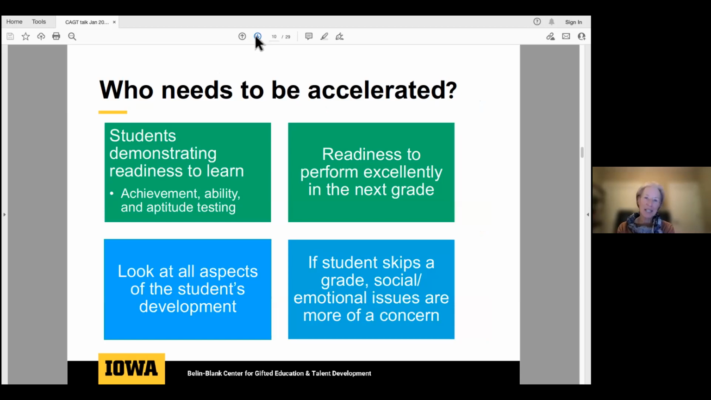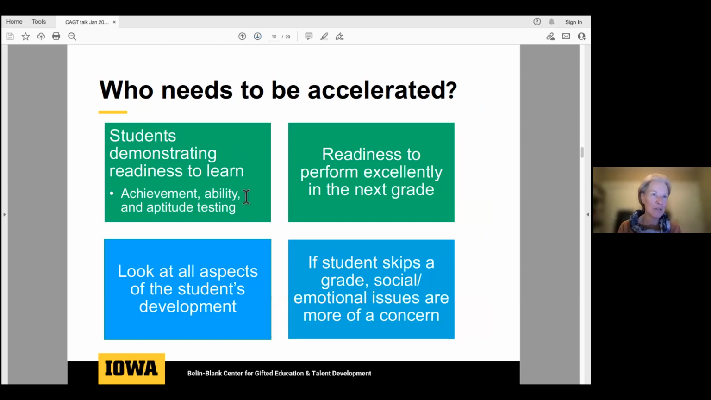Okay, who needs to be accelerated? Well, I've been hinting at that. If you're looking at my screen, you might say, why does she have something in green and why does she have something in blue? And it's just to show you that I can mess a little bit with the PowerPoint. But anyway, who needs to be accelerated?